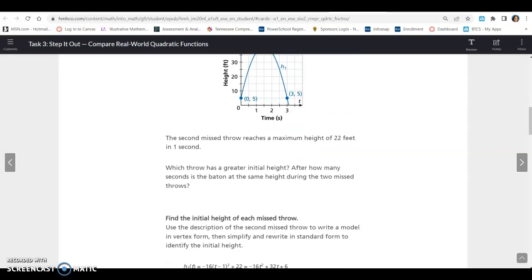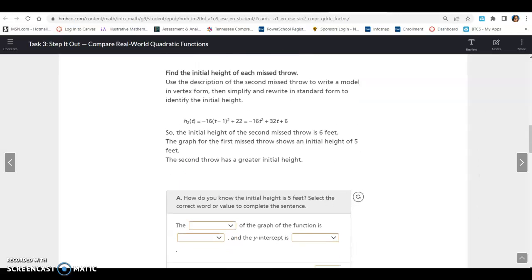All right, so the second missed throw reaches a maximum height of 22 feet at 1 second. Which throw has a greater initial height? That means beginning height. We know this one's 5 feet, and we have to find out what it is for the second one. After how many seconds is the baton at the same height during the 2 missed throws? Find the initial height of each missed throw.